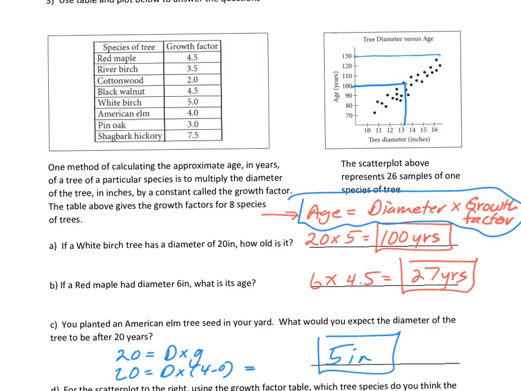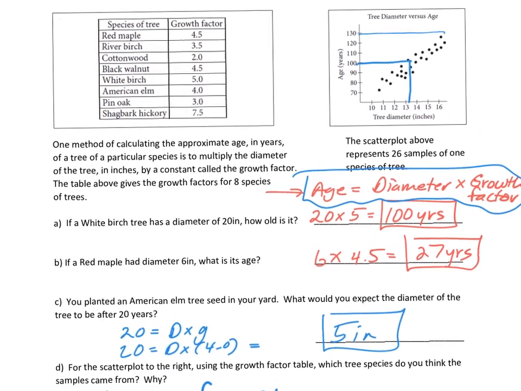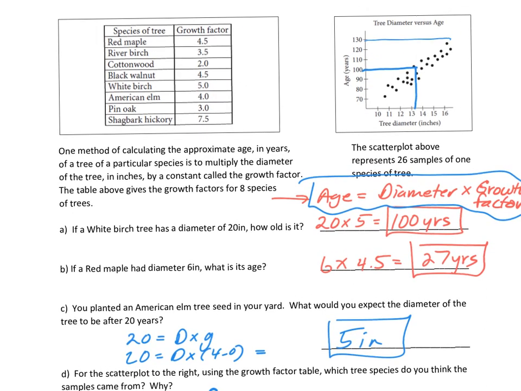Part C says you planted an American elm tree in your yard. What would you expect the diameter of the tree to be after 20 years? This is like using the formula in a backwards way. If age equals diameter times growth factor, and it tells you the age is 20, I know the growth factor of an American elm is 4, so 20 equals diameter times 4. Just divide by 4. Diameter would be 5 inches. Pretty straightforward question there.